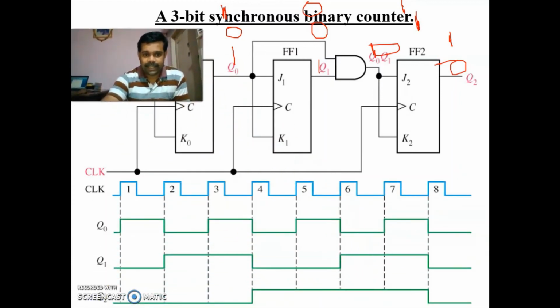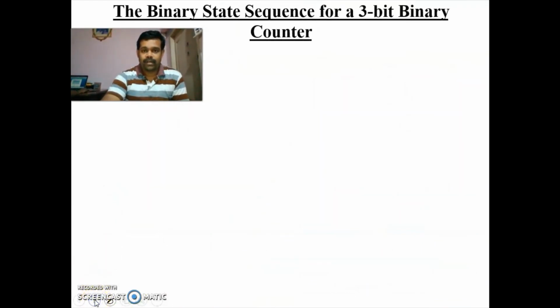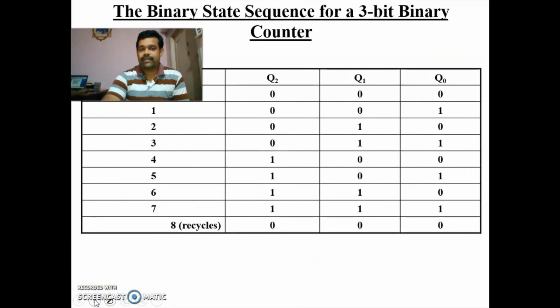So this is a timing diagram. The Q0 will change its state during every positive edge, and Q1 will change only when Q0 is 1, and Q2 will change only when Q1 is 1. So we'll be getting the 3-bit synchronous binary counter. This is the counting sequence for the 3-bit binary counter, that is 0, 1, 2, 3, 4, 5, 6, 7, and again 0.